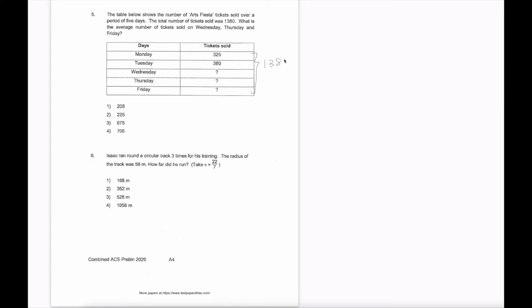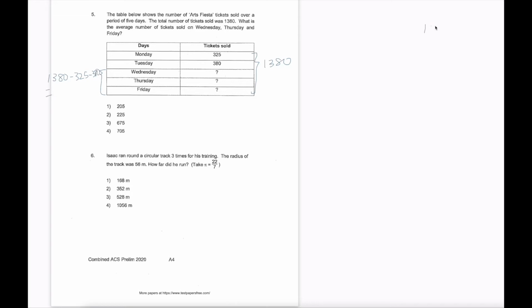Okay, 1380. I'm sorry. What is the average number of tickets sold on Wednesday, Thursday, and Friday? So they want the average of these three, correct? But first, I need to find out the total of these three. To find out the total of these three, I need to take 1380 minus away Monday, and then I have to minus away Tuesday.